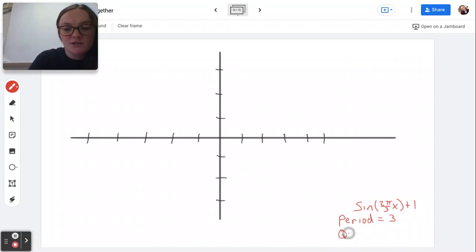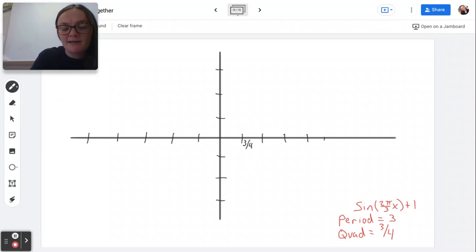Which means that our quadrant is going to be equal to 3 divided by 4, which means maybe we should change the way that we split up our numbering before we label this. So think, if our quadrant's going to be 3 over 4, I'm just going to go in increments of 3 over 4. So let's assume that this is 3 over 4.